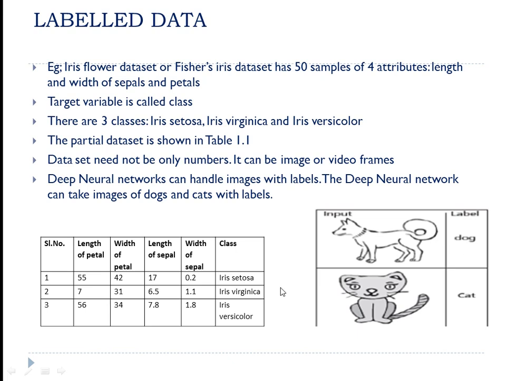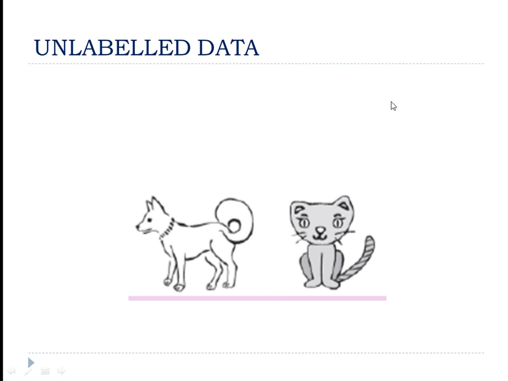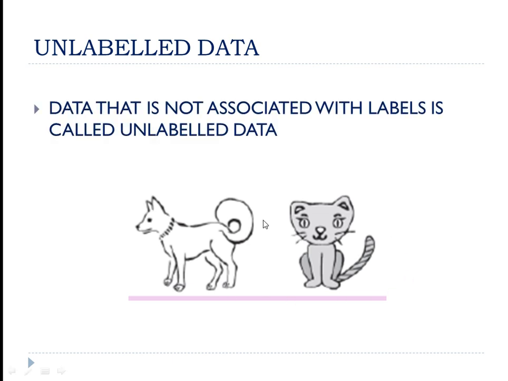Now there's also something called an unlabeled data set, as we have here, right? I'm giving just images of dogs and just images of cats, but I'm not telling the algorithm that this is a dog and this is a cat. In an unlabeled data set, the algorithm has to learn based upon the patterns in these images. Basically, unlabeled data is data that is not associated with any label.